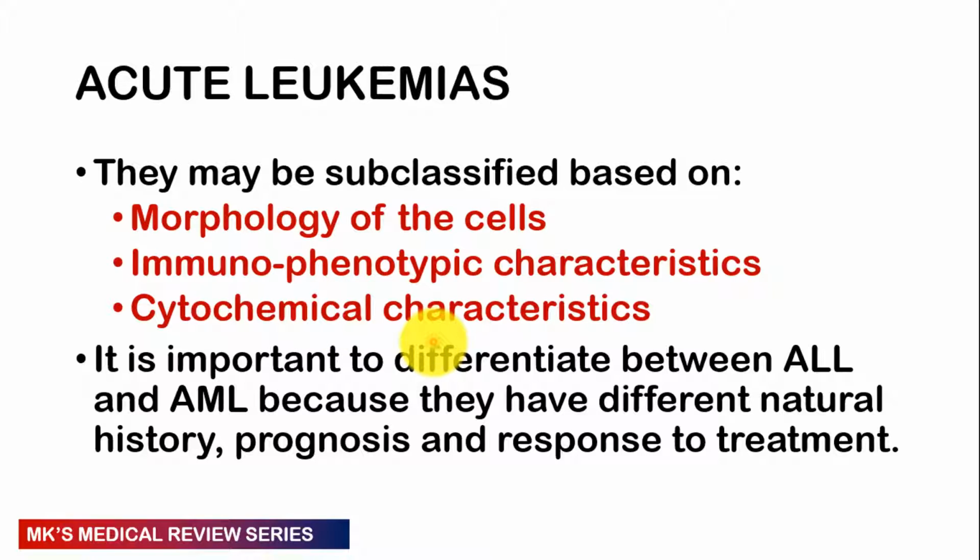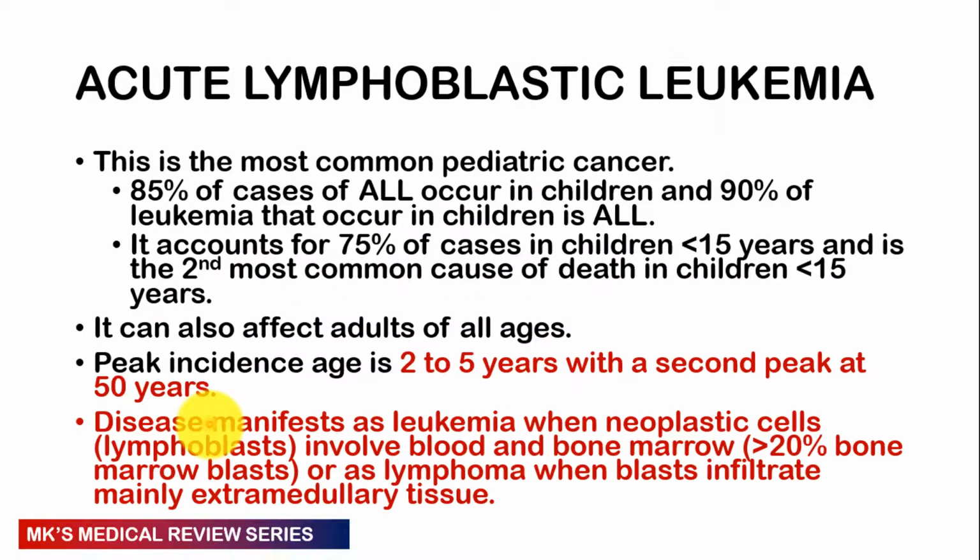Why is this important? Because it helps us differentiate between acute lymphocytic leukemias and acute myeloid leukemias, because the nature of the disease or the progression of the disease is different. The prognosis of the disease is different. Even the response to treatment is different. So we'll start off by discussing acute lymphoblastic leukemias, then we'll move on to discuss acute myeloid leukemias before we end the lecture.